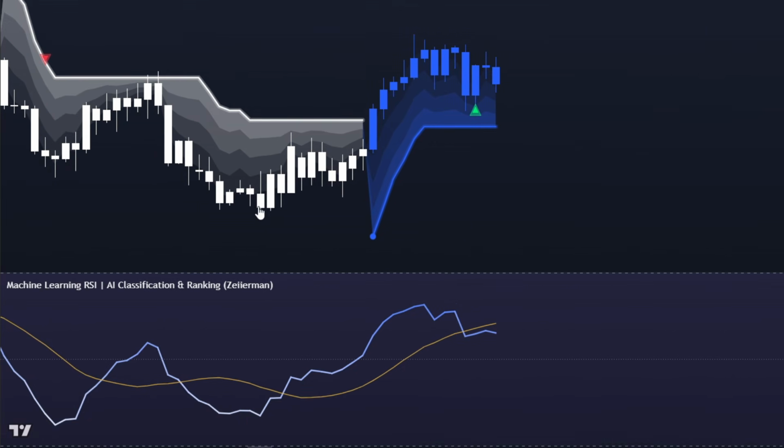First, before the signal, we already had a divergence. Price made a lower low, while RSI made a higher low. That was the first clue of weakening downside momentum. Then the machine learning supertrend flipped to blue, and price closed above the line, which was the second clue that the trend may be shifting. Then the indicator printed the buy signal as that candle closed.